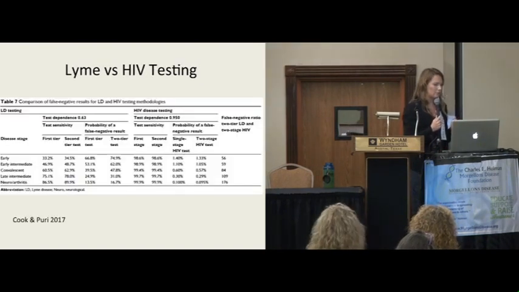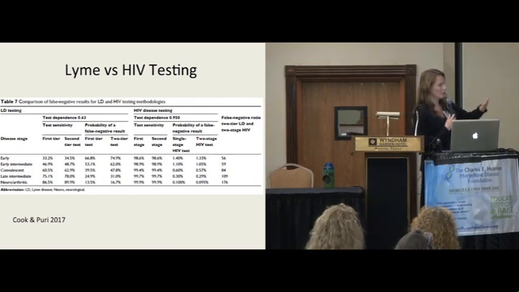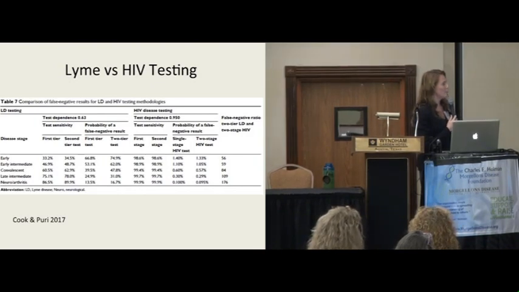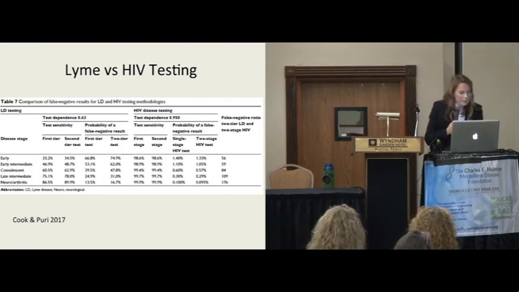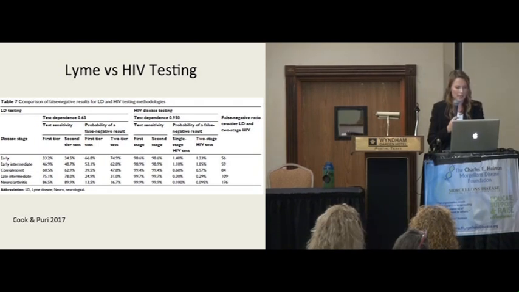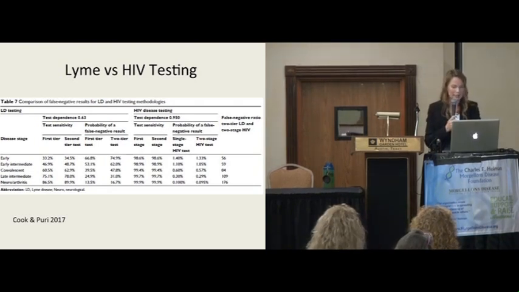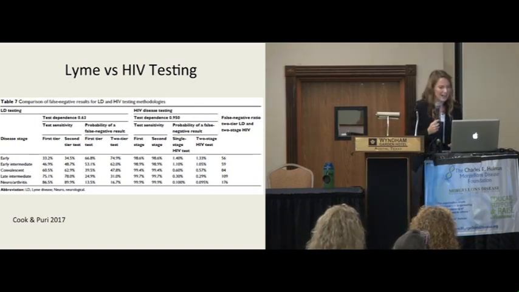So this slide, you can see it laid out a little differently. On the left side, you'll see Lyme disease testing. On the right side, HIV testing. You can also see the probability of false negative results. You could see in the first stage for HIV, it's about 98, 98, 99. Second stage, 98, 98, 99. And then if you go over to the Lyme disease area, it's 34, 33. So, I mean, it's just awful, awful testing.